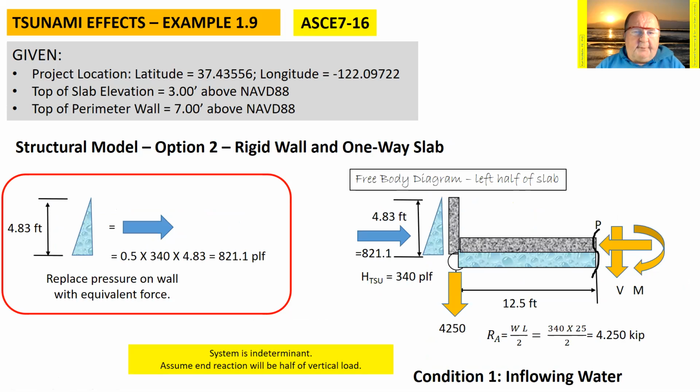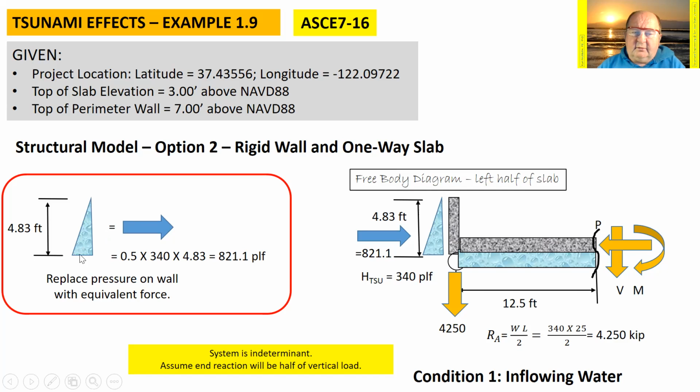Now, when I think about option two, I'm going to start to think about the fact that I do have a pressure on the side of this that's actually creating a moment on the end of this slab. So I'm not going to have a true simply supported beam. I actually have more of a cantilevered system. To solve this, I'm going to cut a free body diagram where I cut it exactly in the middle.